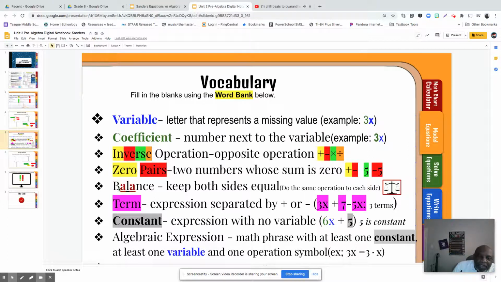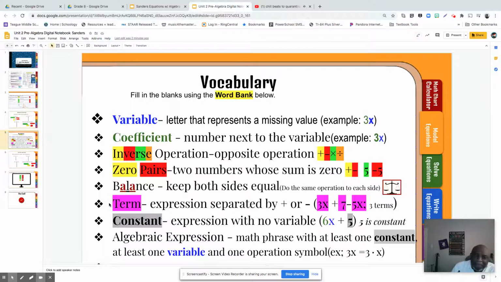Now, balance. You can see I have my 2 A's. And what does balance mean? It means keep both sides equal. Do the same operation to each side. And so I put a picture of a balancing scale here to remind you how, if you have a scale like this, and you've probably seen this in science, you have to add or take away the same amount to keep those scales balanced. So that's what we call using properties of equality to keep an equation balanced. And you all did that in 6th grade math, also in 7th grade math as well.